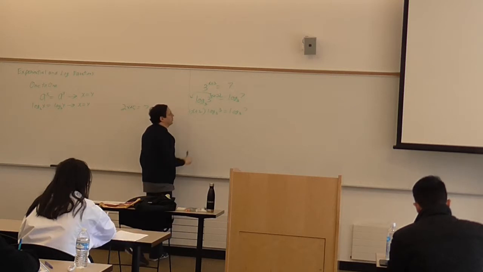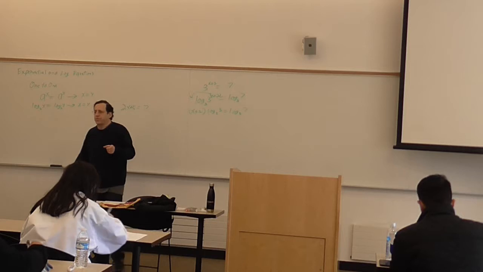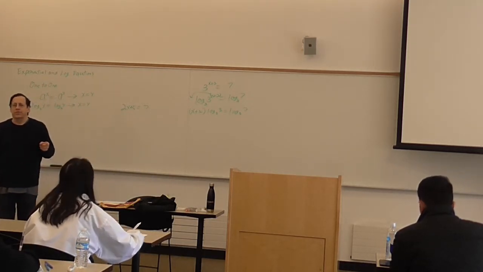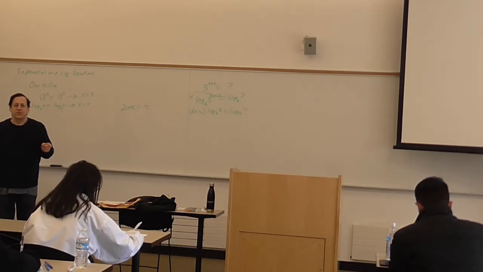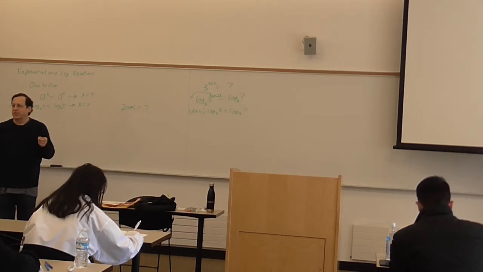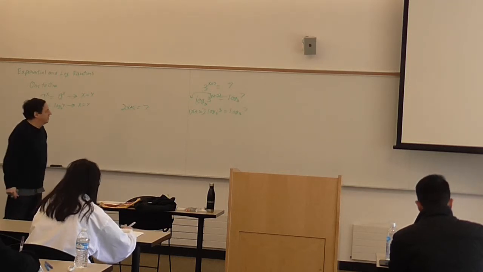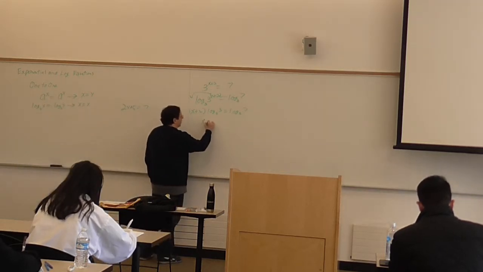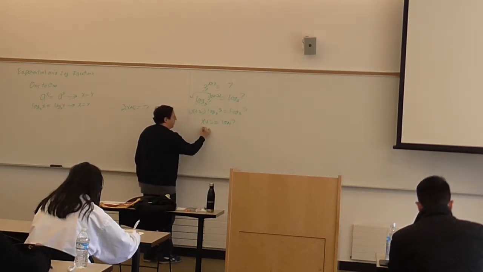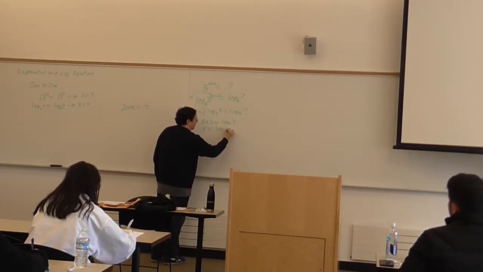And now my choice of 3 looks really smart because log to the base 3 of 3, either Stephen can answer. What's log to the base 3 of 3? 1. Yeah. So I just have x plus 2 equals log to the base 3 of 7. Now I know x is equal to what? Log to the base 3 of 7 minus 2.